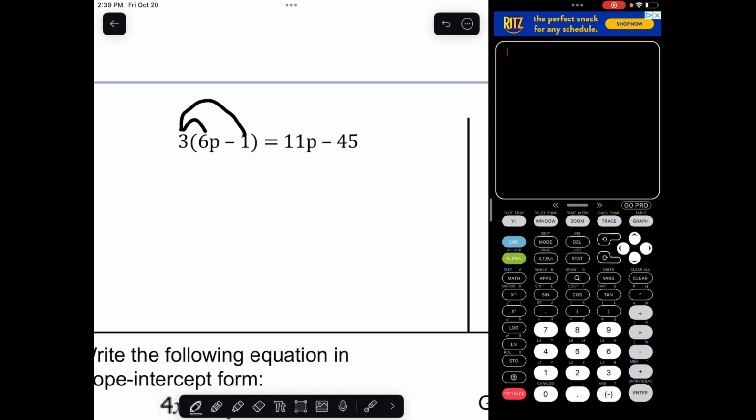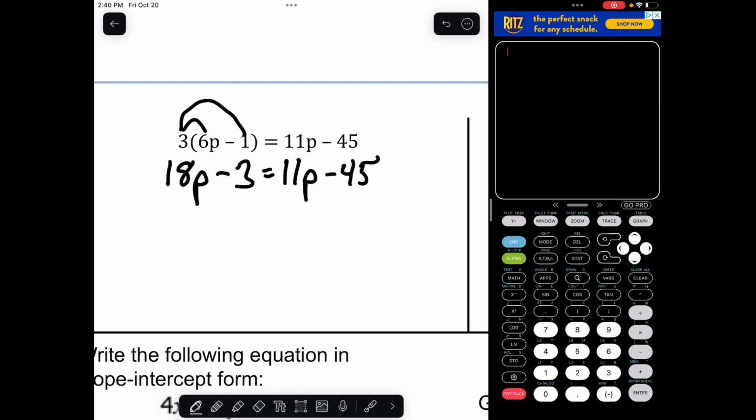So if I do that, 3 times 6 is 18. 6 has a p on it, so 18 gets the p. 3 times 6p is 18p. 3 times -1, remember that minus goes with that 1. This is probably the second most common mistake that we're seeing. People are not remembering to include signs when they're multiplying. So 3 times -1 is -3. I now rewrite the rest of my equation. 11p minus 45.